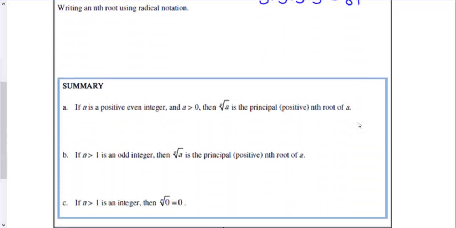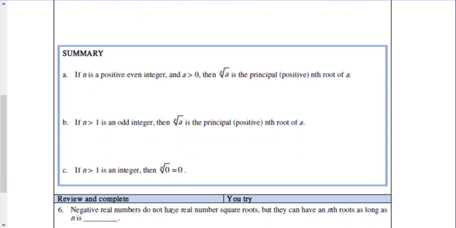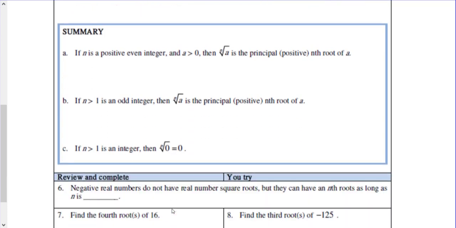So again, here's your summary. If n is a positive even integer and a is greater than 0, then the nth root of a is the positive root. If n is greater than 1 and is odd, then the root is the nth root of a. The root of 0, doesn't matter what it is, it's always going to be equal to 0.